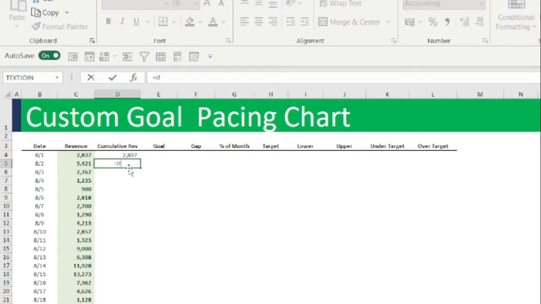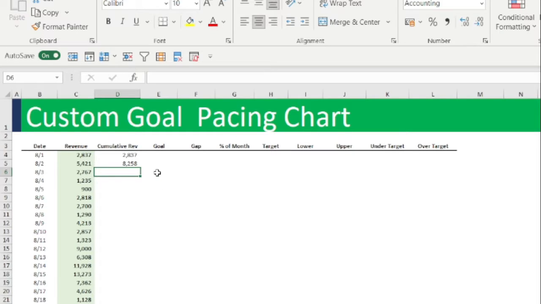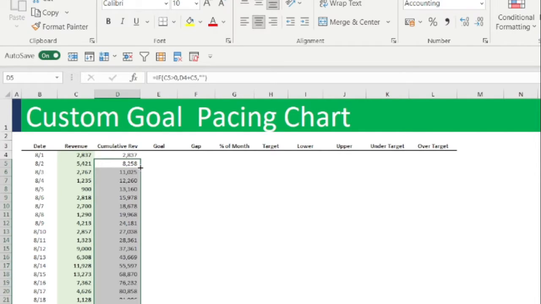I'll expand on this. We shall use an if. If the revenue is greater than 0, then we shall have the previous day plus the current day. And if not, then let's have a blank space, that is open quote and close. Okay, we enter. Then we are going to run this through up to the end of the month.